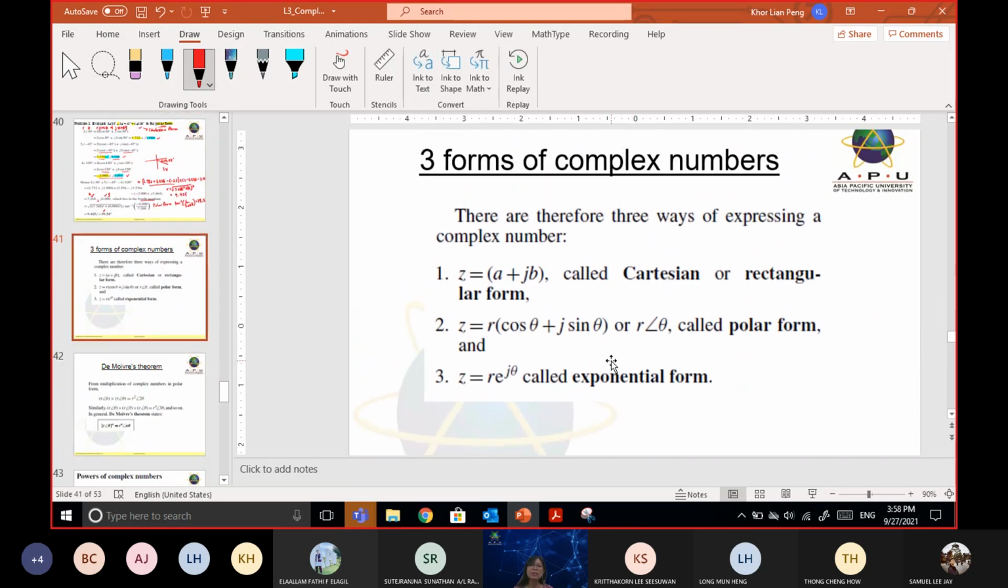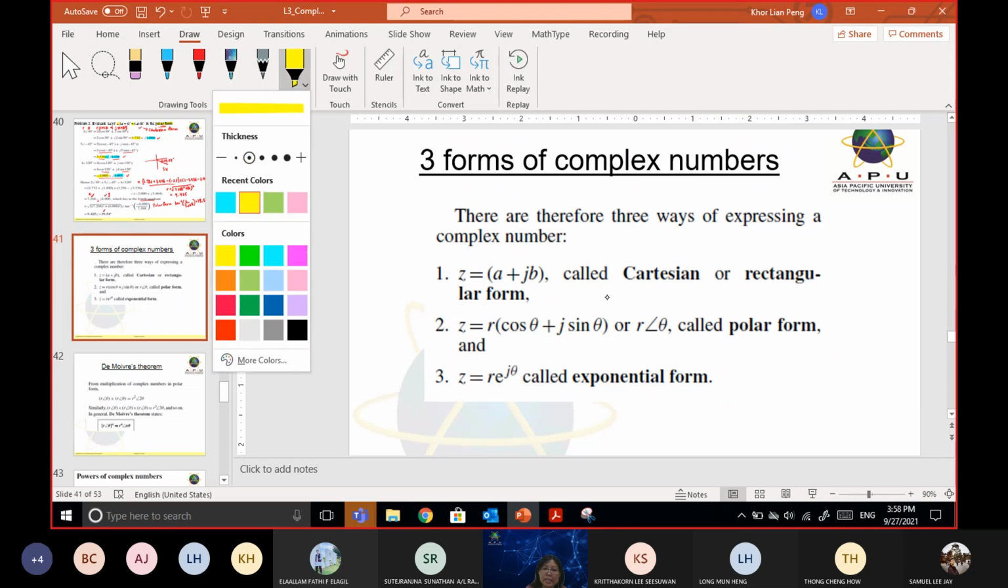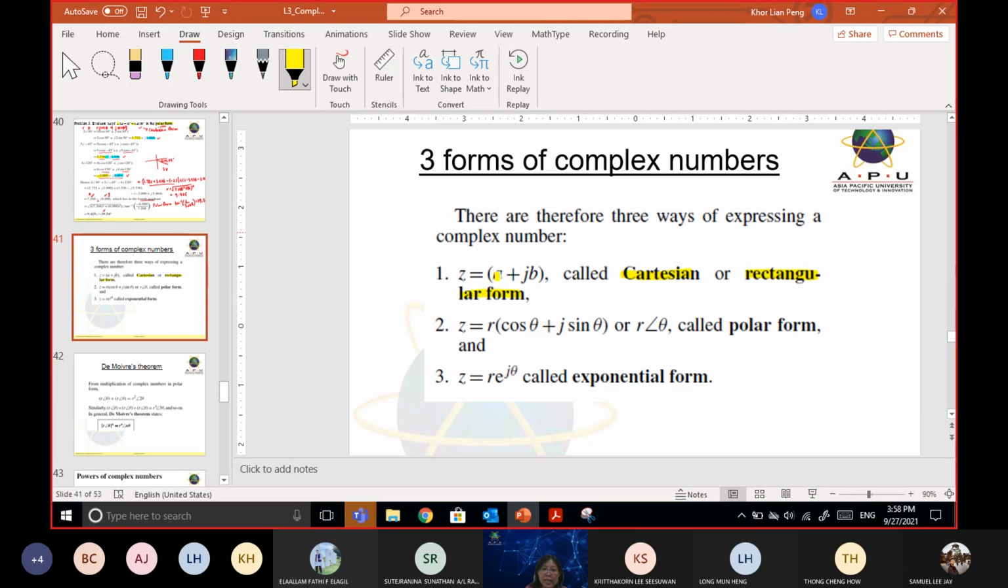Next, at the end, we have already done all 3 forms of complex numbers: Cartesian form, polar form, and exponential form. Please take note. Cartesian or rectangular is written as a plus jb, or a plus jy as well. Then r bracket cos theta plus j sin theta is an abbreviation of the polar form, r angle theta. The last is the exponential form, r e^(j theta), and please take note, the theta here is in radians. For polar form, the theta always applies the principal value, negative pi to pi.